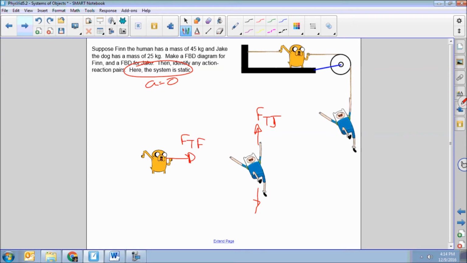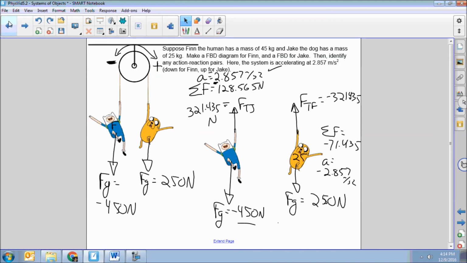Okay? Oh, real quick, I just realized on this one I forgot to identify my action-reaction, didn't I? Action, reaction. Notice they are opposite though, because this tension here is pulling in a positive direction and this one is pulling in a negative direction. Okay, so that's my action-reaction pair on that one.